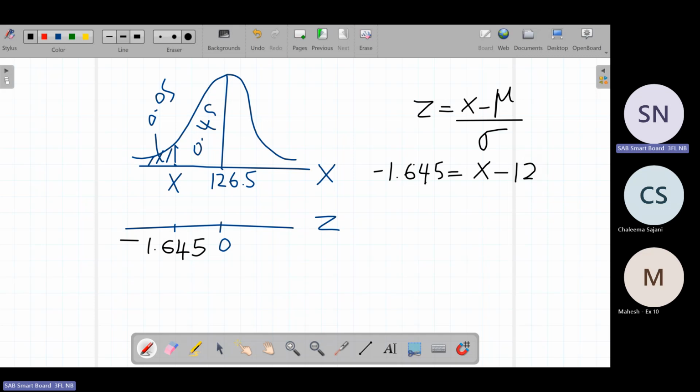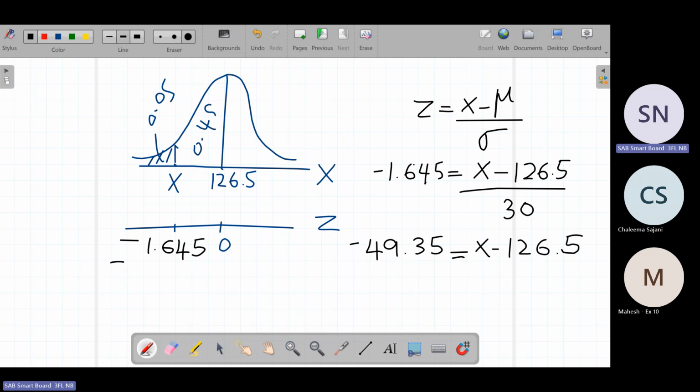Mu is 126.5. Sigma is 30. Okay. First you simplify minus 1.645 times 30. Then first do the cross multiplication. 49.3. Then this one is a minus value. Then the remaining is X minus 126.5.